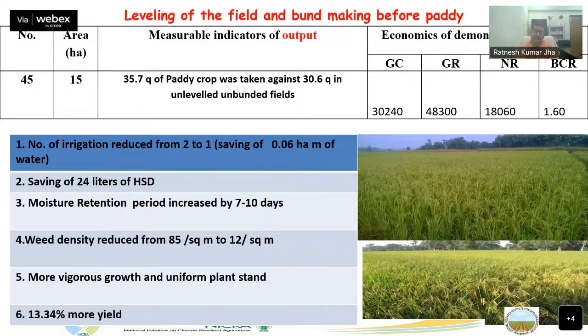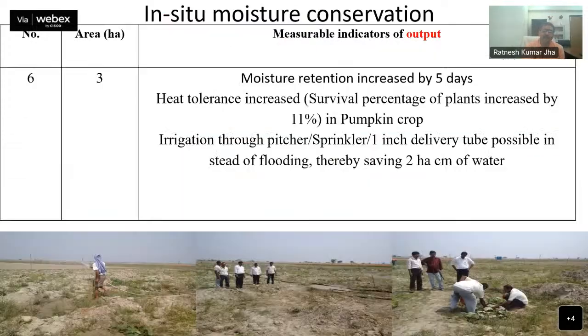So it was actually a conventional practice, not a modern practice, where making bunds was done by the farmers. But in recent years, making bunds has broken down in practice, and farmers are now not making bunds because of the scarcity of land resources. But again, we are advocating creating the bunds, raising the bunds higher.